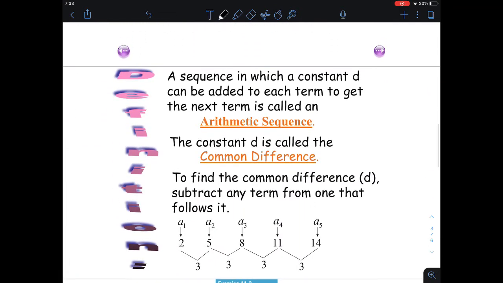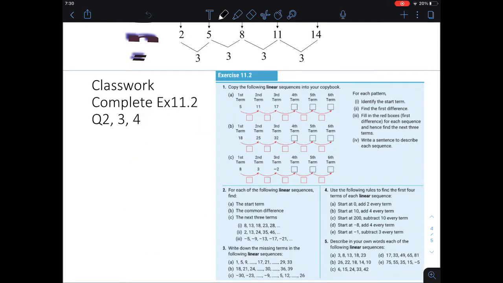Okay, now that we've gone over the terms that we talked about in last class, let's correct our homework. For homework, you had question 1 on exercise 11.2. In question 1, part 1, we're asked to identify the start term. This is the first number in your sequence, highlighted here. We have in A, 5, B, 18, and C, 8.